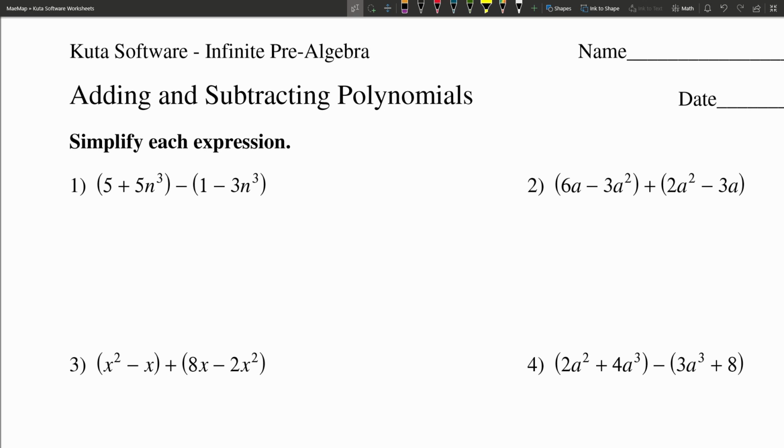Everyone! In this video, we're going to complete the KutaSoftware Infinite PreAlgebra free worksheet, adding and subtracting polynomials.